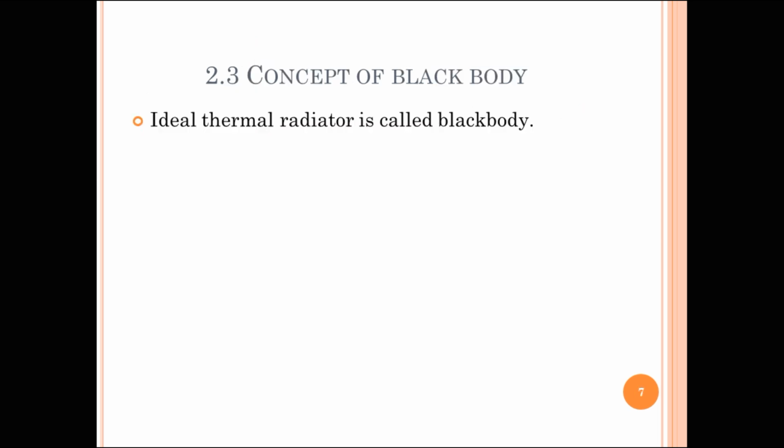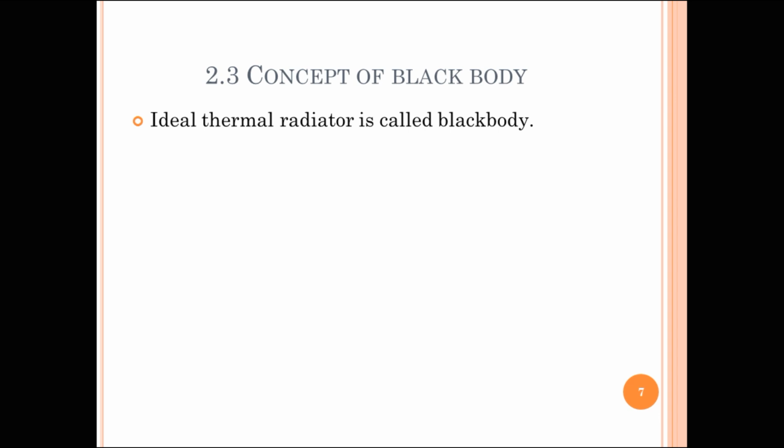Concept of black body. Physical bodies such as solids, liquids and gases may emit electromagnetic radiation for a number of reasons. One of the reasons is temperature. Every body emits radiation depending upon its temperature, other than at absolute zero temperature or 0 Kelvin. An ideal thermal radiator, called a black body, would absorb any radiation falling on it completely and emit the maximum amount of thermal radiation possible for a given temperature.